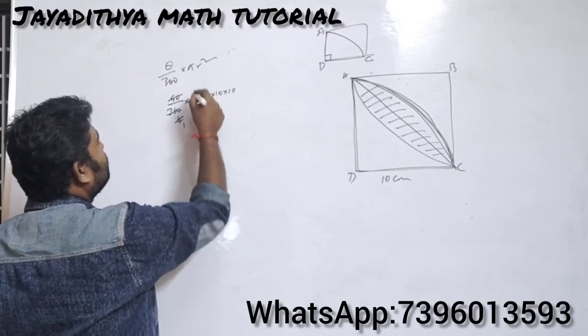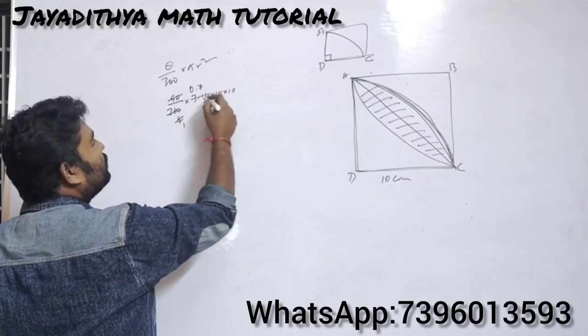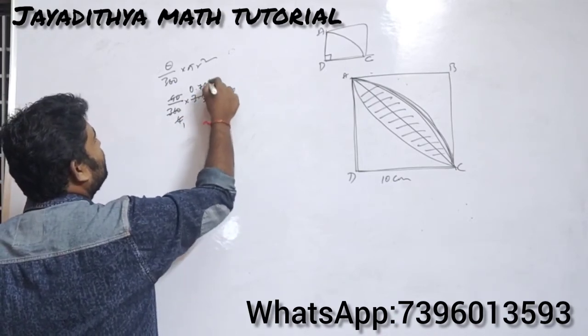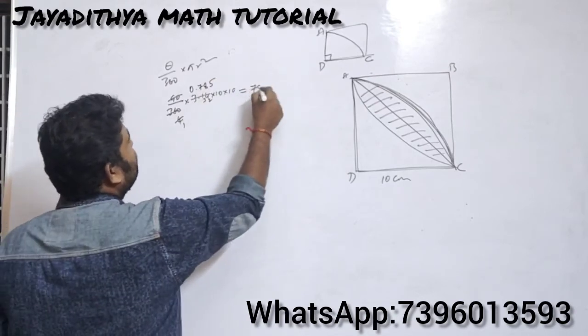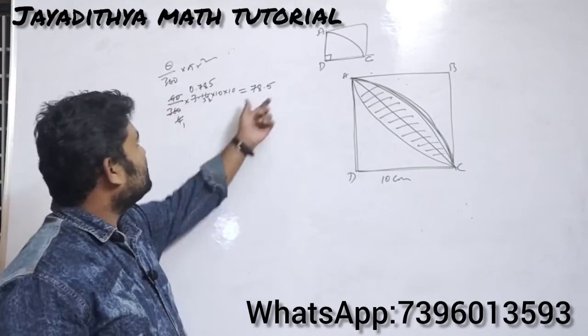So 4 ones are 4, 7 fours are 28. You will be left with 34, which is equal to how much? 8 fours are 32. You will be left with 2. That is 5. So this is equal to 78.5. Now the area of the sector ACD is how much, Nana?